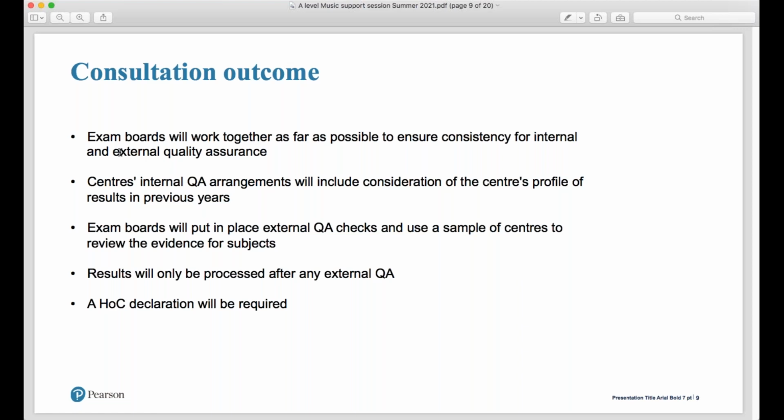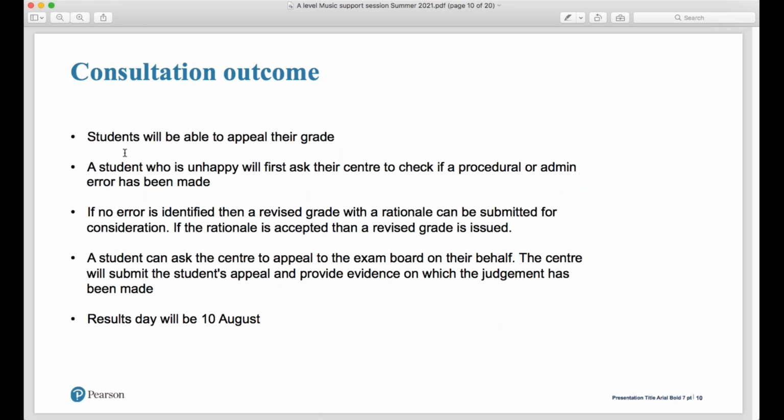Then the results will only be processed after all the external quality assurance processes have gone through, and as I mentioned earlier, there will be a head of centre declaration that will be required when the grades are submitted as well.